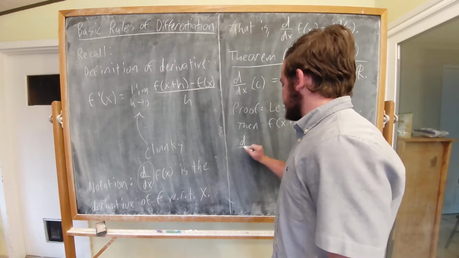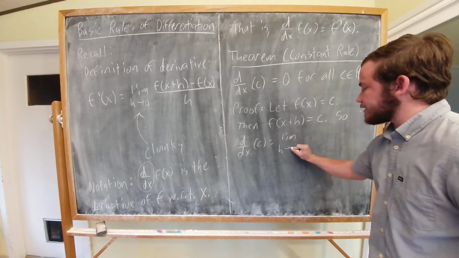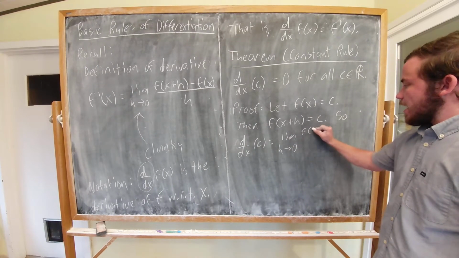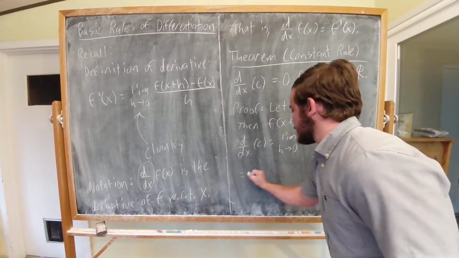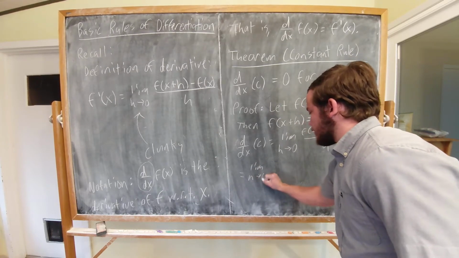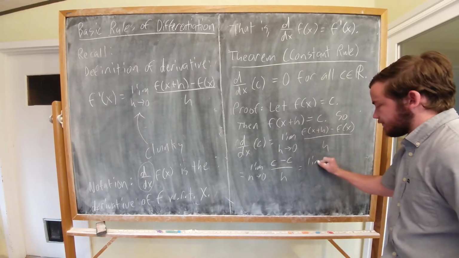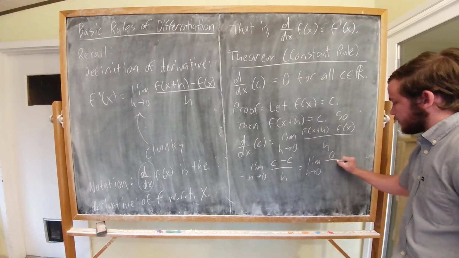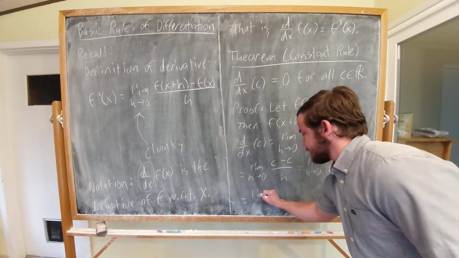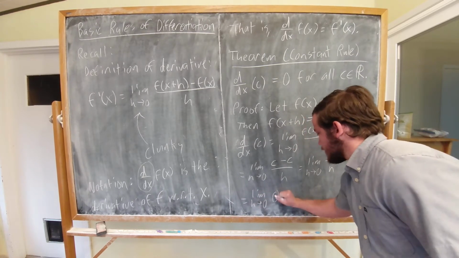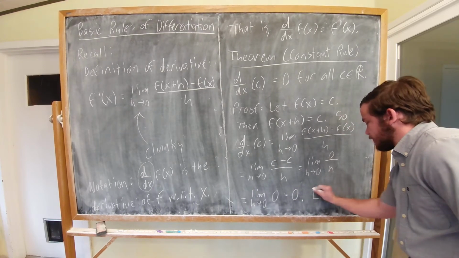So d dx of c is the limit as h goes to 0 of f of x plus h minus f of x over h. That's the limit as h goes to 0 of c minus c over h. So limit as h goes to 0 of 0 divided by h, but 0 divided by anything is just 0. Limit of 0 is 0. And that concludes our proof.